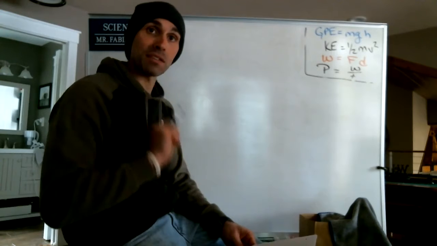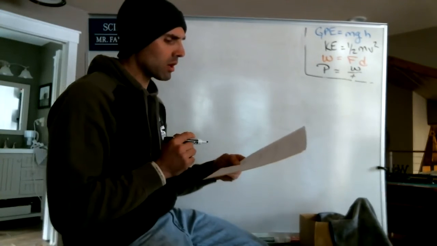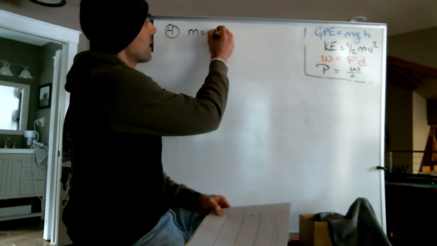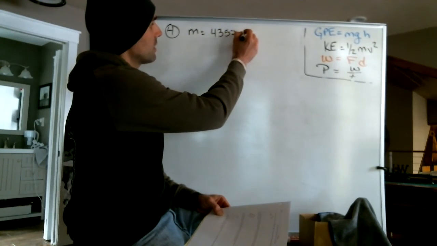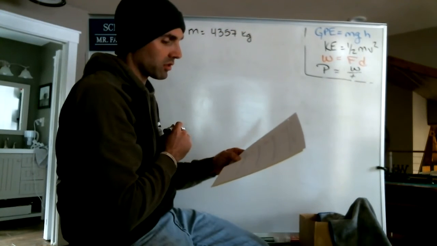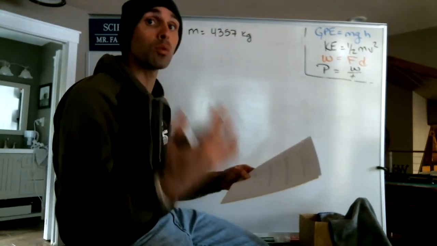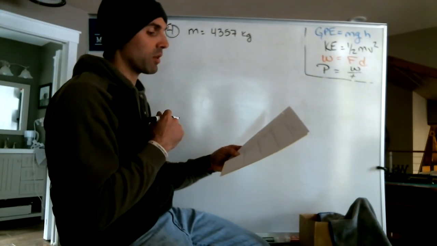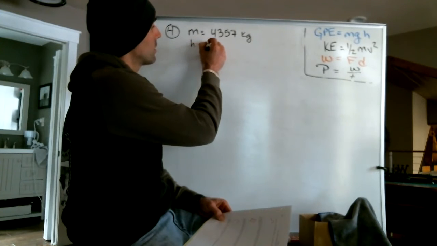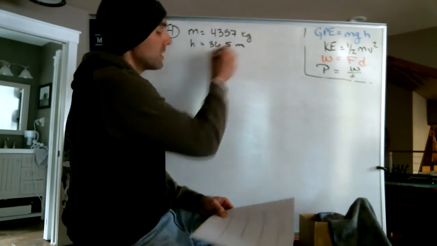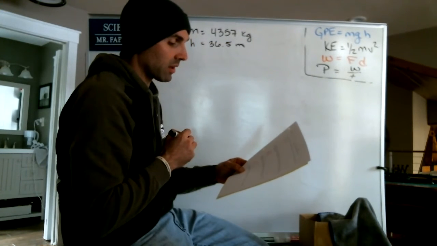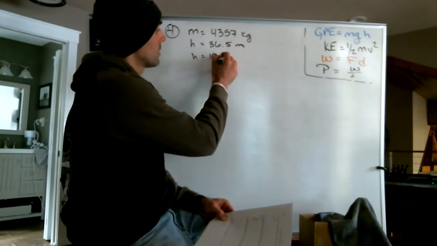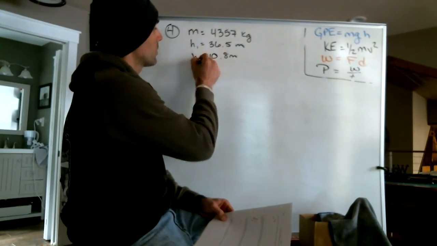So back to physics. A 4,357 kilogram roller coaster starts from rest. There's that key word, rest, so its initial velocity is 0. Atop a 36.5 meter high track. Determine the speed of the car at the top of the next loop that is 10.8 meters high. So we're dealing with another height.